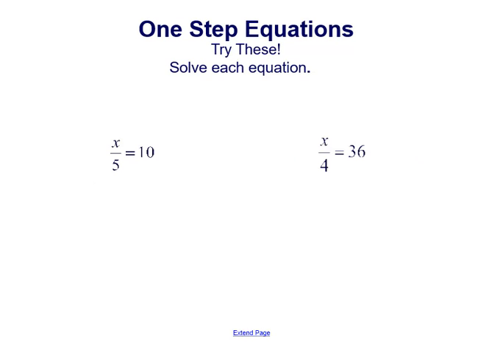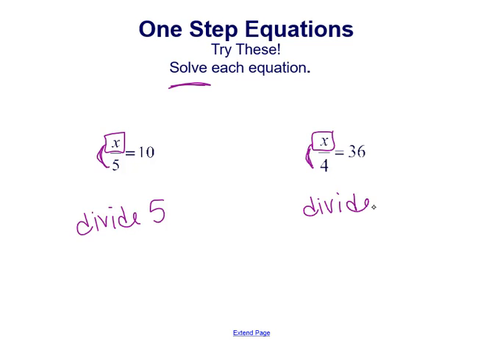Now let's look at these two equations. The goal is still to solve, so we're trying to get that variable isolated or alone on one side of the equal sign. In the first equation, we have x divided by 5 equals 10. So the variable is currently being divided by 5. In the second equation, we have x divided by 4 equals 36. Currently, the variable is being divided by 4. So we need to do the opposite in both equations of division. We need to multiply. We need to use multiplication.